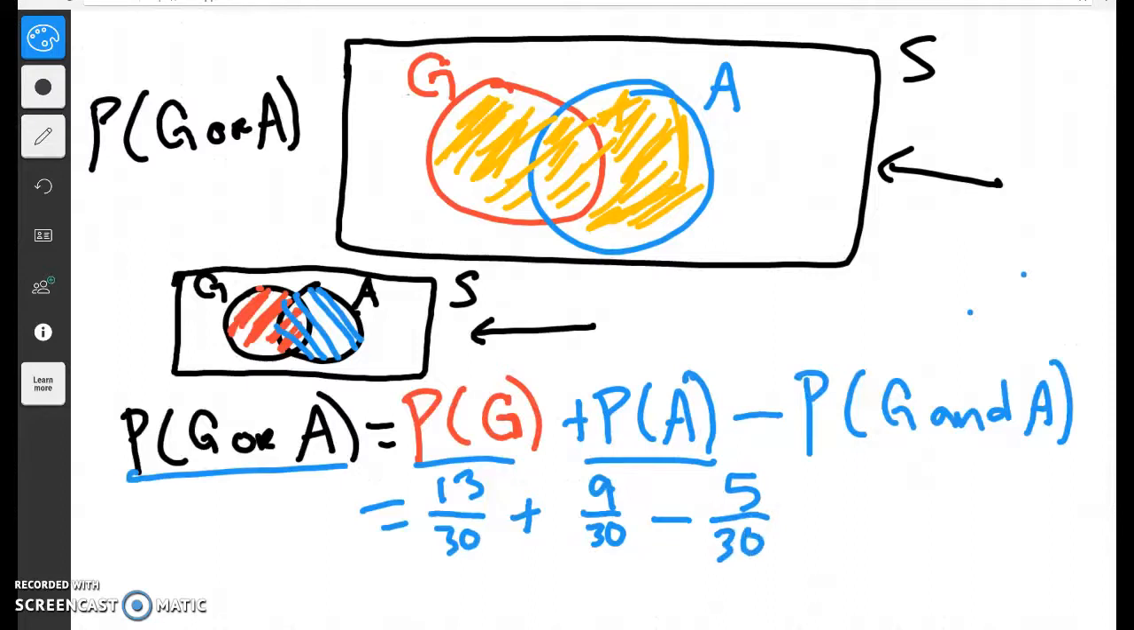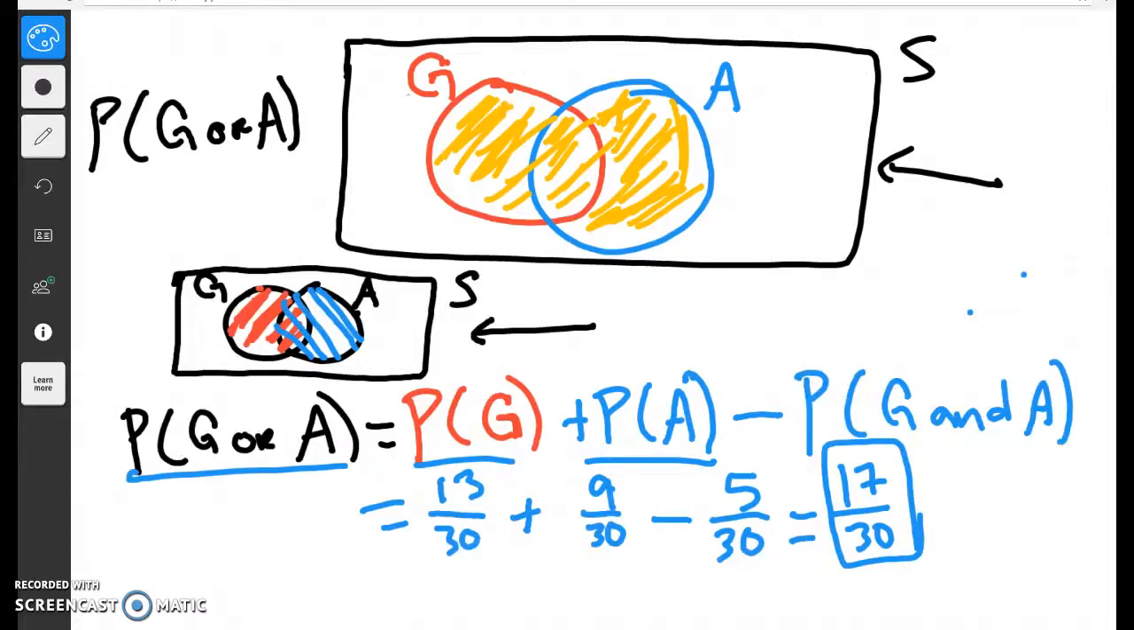Okay, so then after I have that, I'm going to go into my calculator and add and subtract. Add the 13 and the 9 and subtract the 5, and what I'm going to get is 17 out of 30. That is my answer. So the probability of getting a girl or an A student is 17 out of 30. If you got that at the very beginning, you should be very proud of yourself. And if you didn't, it's okay. It's not the end of the world.